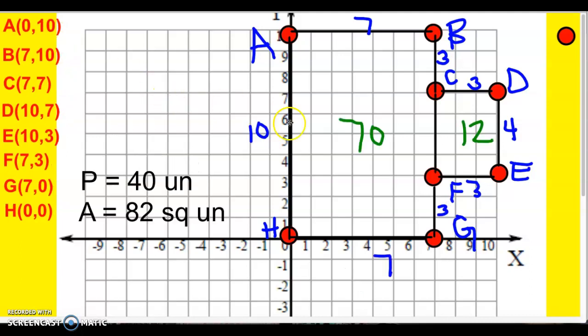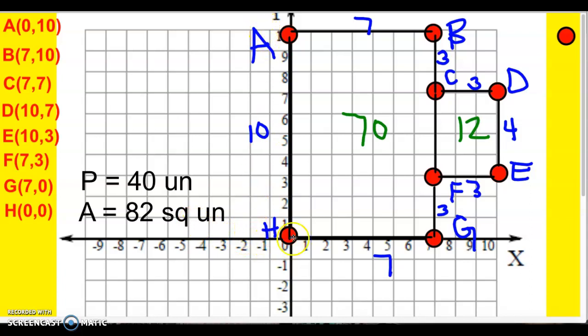For my area, I drew a line going vertically this way right here. I inserted this line. I found the area of this rectangle, which was 4 times 3 is 12. This rectangle is 70. And when I add 70 plus 12, I get 82 square units. If you got it wrong, hit pause.